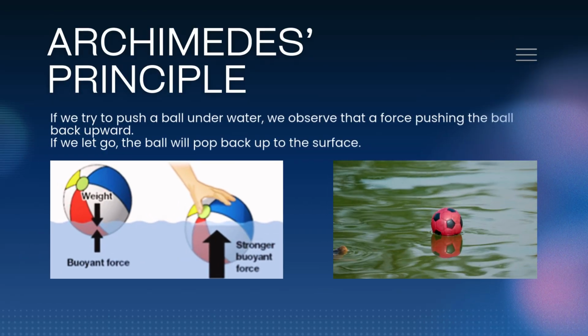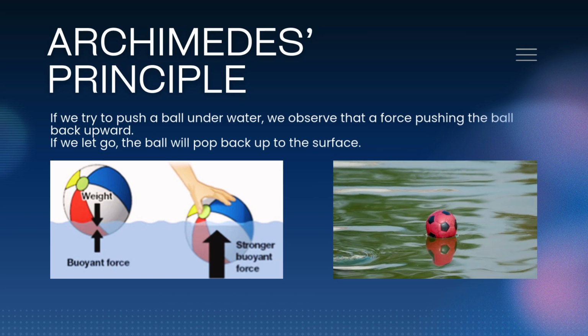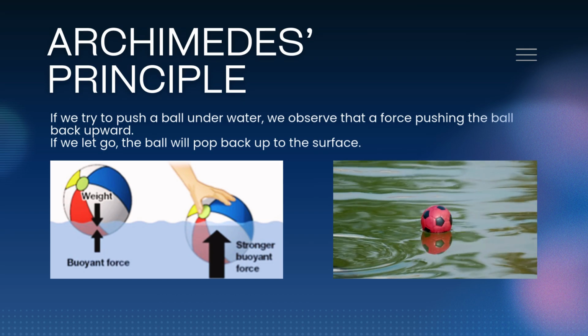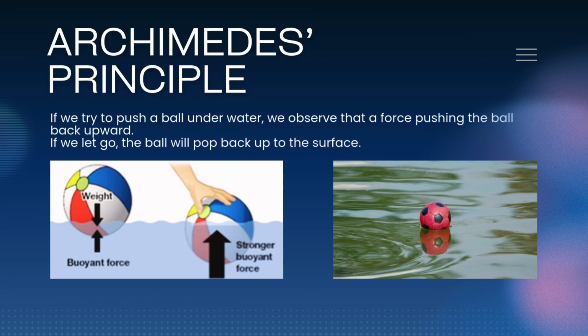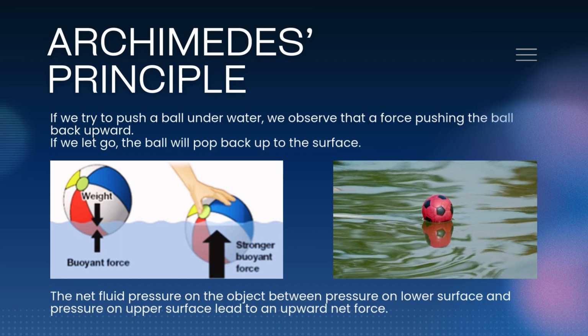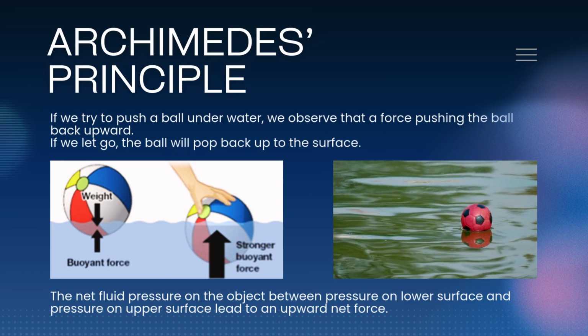Imagine pushing a ball underwater. You feel a force pushing back upward, right? When you release it, the ball immediately pops back to the surface. This upward push comes from the water itself. Why does this happen? It happens because the pressure at the bottom of the ball is higher than the pressure at the top, creating a net upward force.